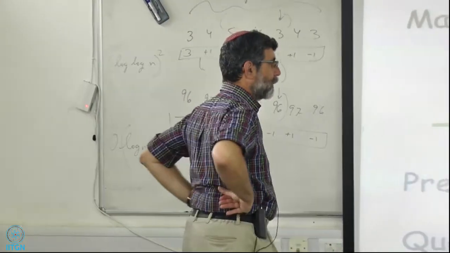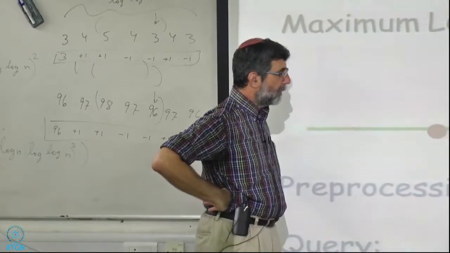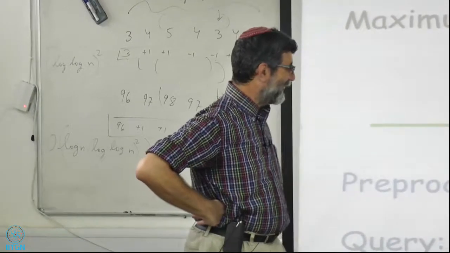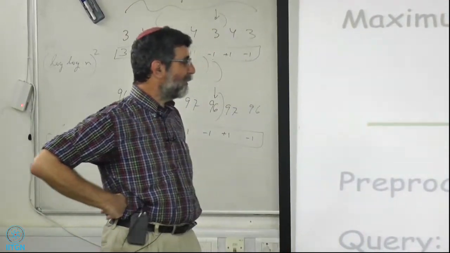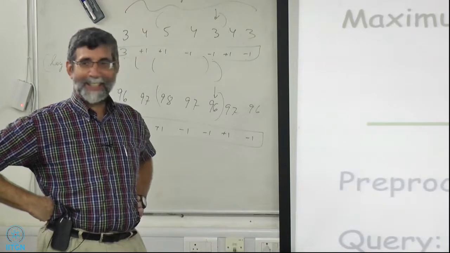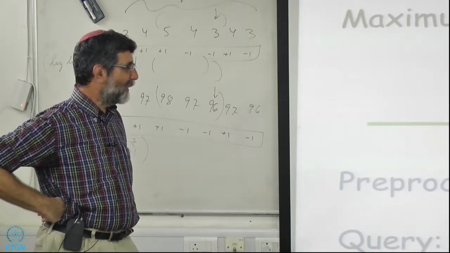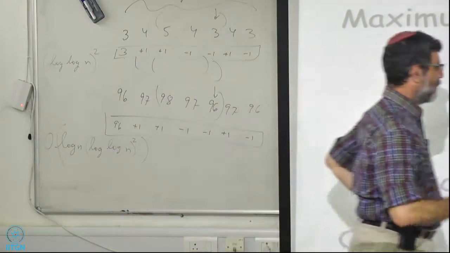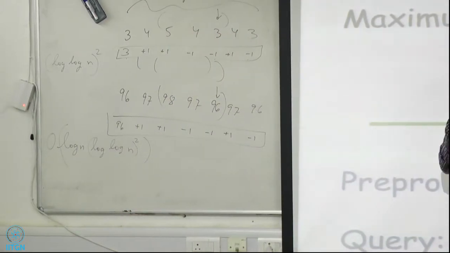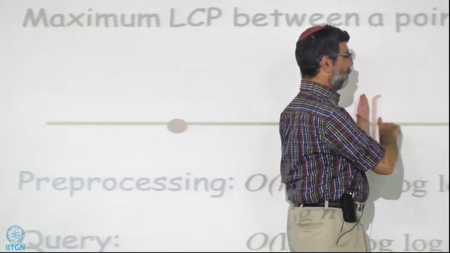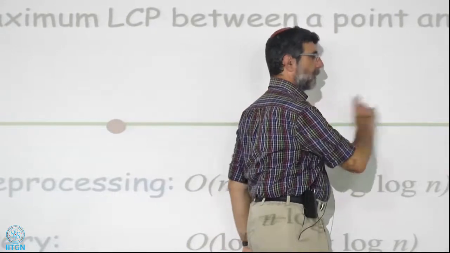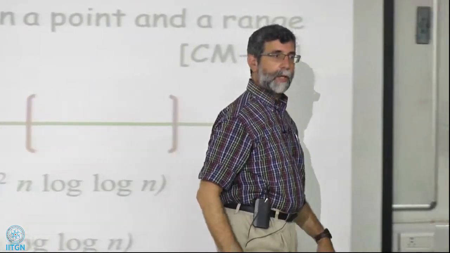But they showed that you can do this in preprocessing time n times log squared n log log n, and then you have the extremely fast query of O of log n log log n. So that was the problem they considered. So we said, what about if you don't have this point out here? What about if you just want to preprocess so that given a range, what is the maximum LCP of any pair within the range?